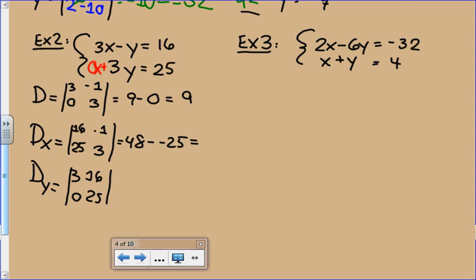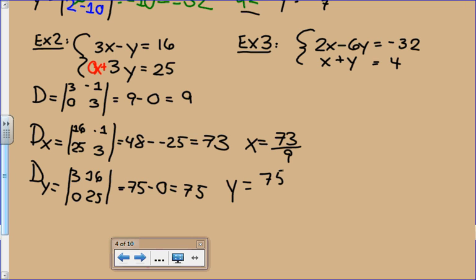75? 73? Okay, so again, we have finding x. We take that number and put that over the D value, the D reduced. Isn't that nice? That's the only place to see that fraction. Okay, and then D sub y, we're going to do y equals 75 divided by 9.